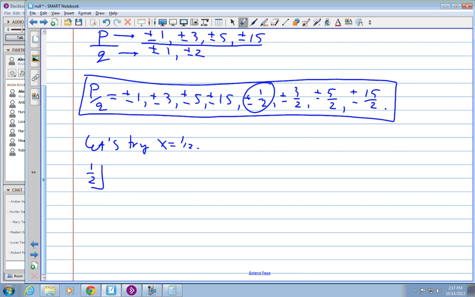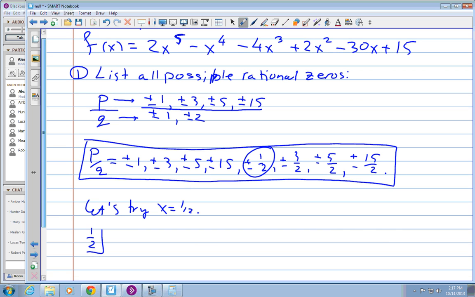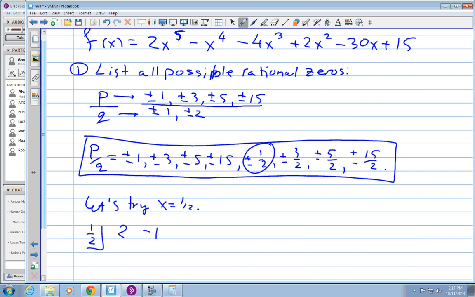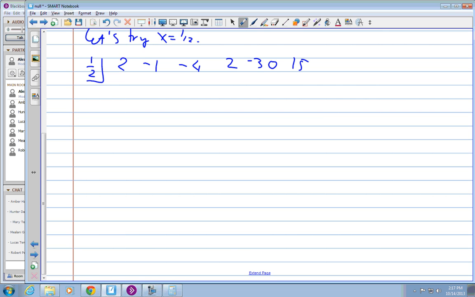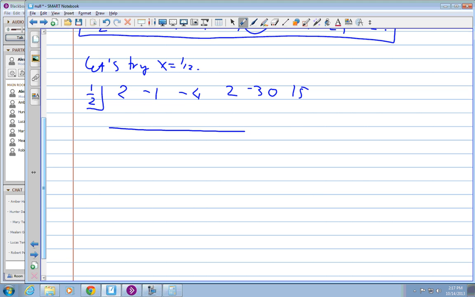So 1/2 goes on the outside, and the coefficients are 2, -1, -4, 2, 30, -30, and 15. So these are our coefficients. So 2 comes down, 1/2 times 2 is 1. -1 plus 1 is 0. 0 times 1/2 is 0. Negative 4 comes down. Negative 4 times 1/2 is negative 2. The sum of 2, negative 2 is again 0.